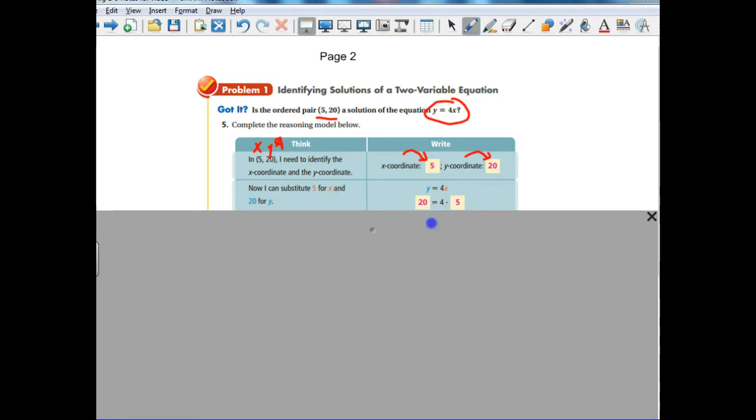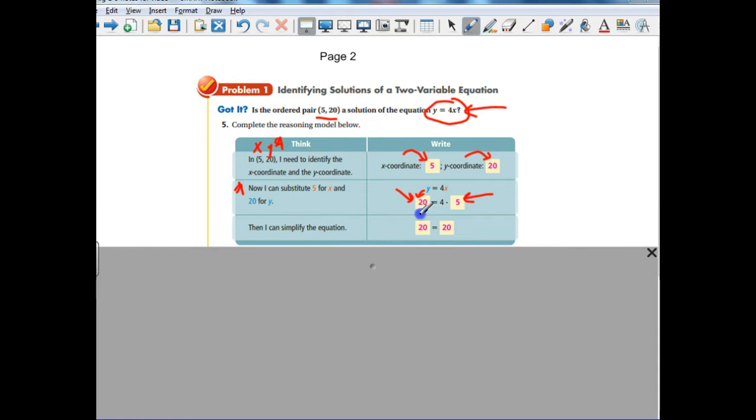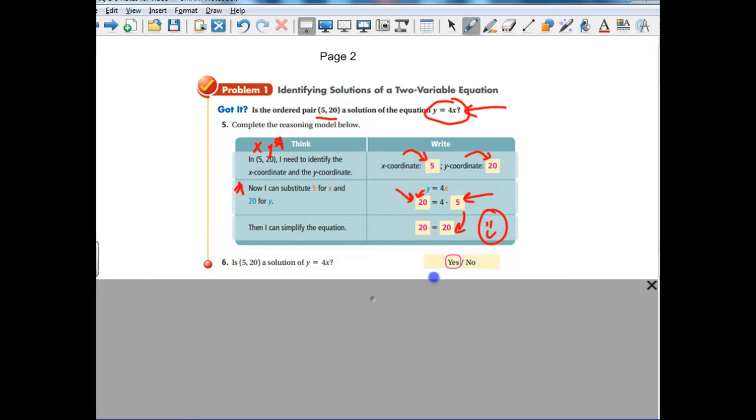So for this equation, y equals 4x, you're thinking, now I can substitute 5 for the x and 20 for the y. And they show you that right there. Please fill in those blanks. Here we just put that y is 20. 20 equals 4 times 5. We want to know if that's true by simplifying. Well, 20 is 20, and as far as I know, those two things are equal. So guess what? You have a true equation, or you have a solution. Yes, (5, 20) is a solution to the equation y equals 4x.